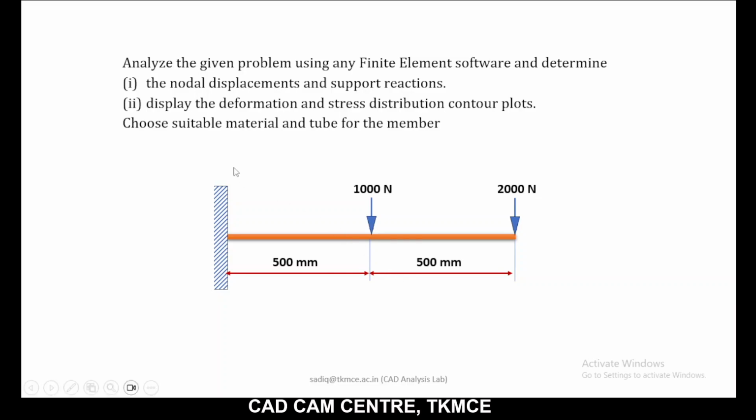Here, the problem is: analyze the given problem using finite element analysis software and determine the nodal displacement and support reactions. Display the deformation and stress distribution contour plots. Choose suitable material and tube for the member. We have a cantilever beam that is supported at one end and is free on the other end. It has two point loads acting at certain locations. Now we have to see how this can be modeled in SolidWorks.